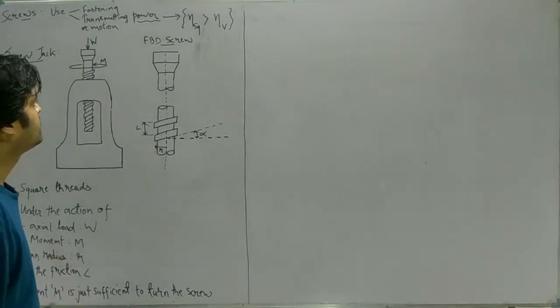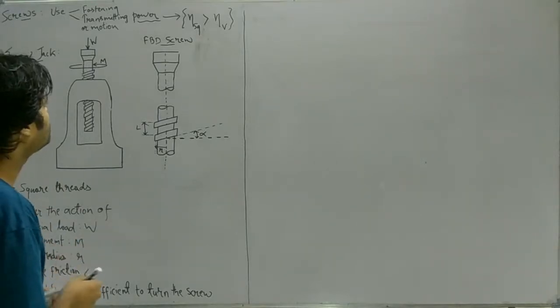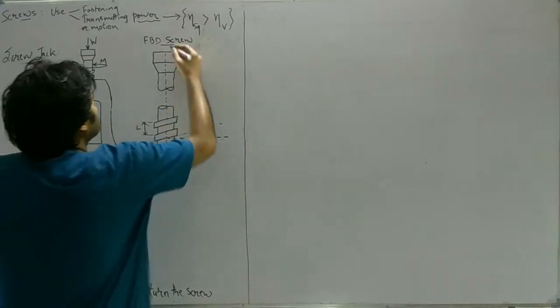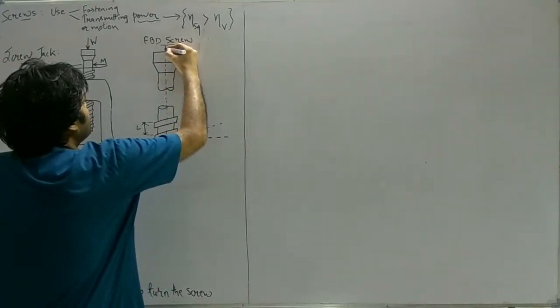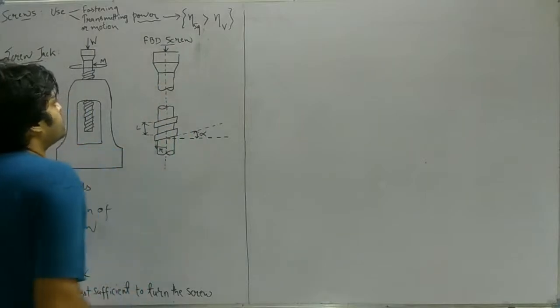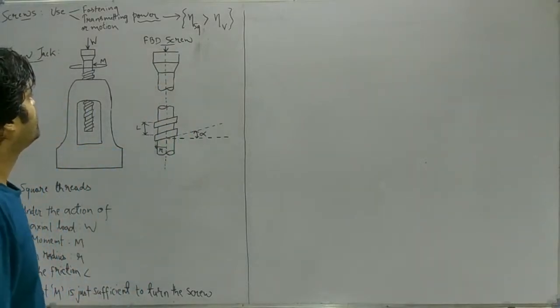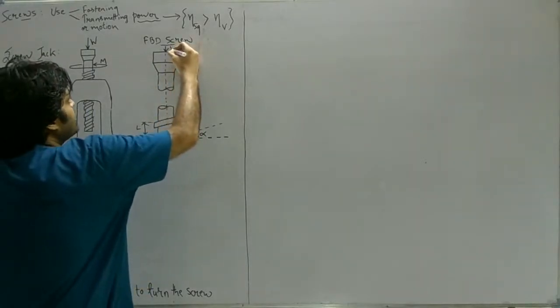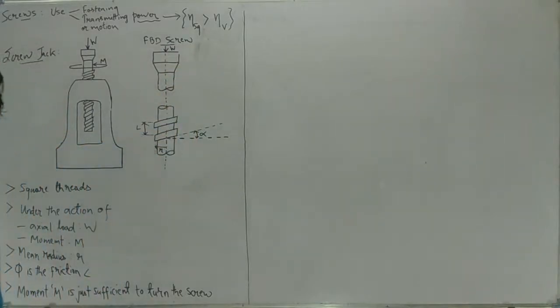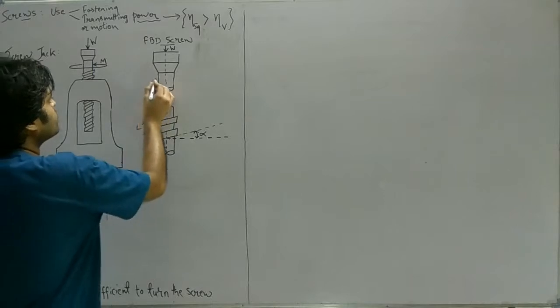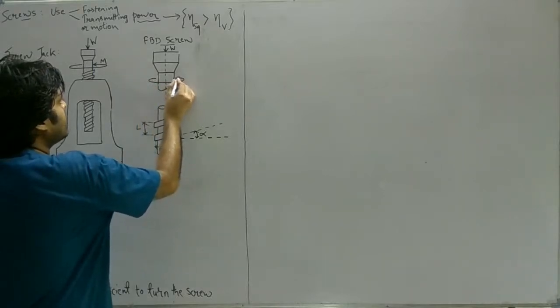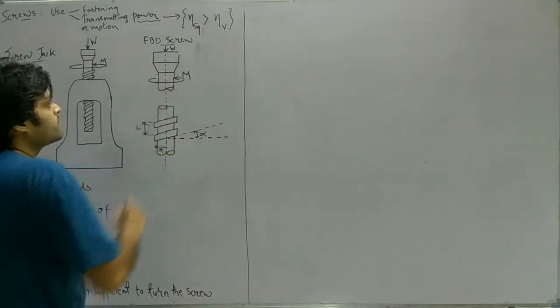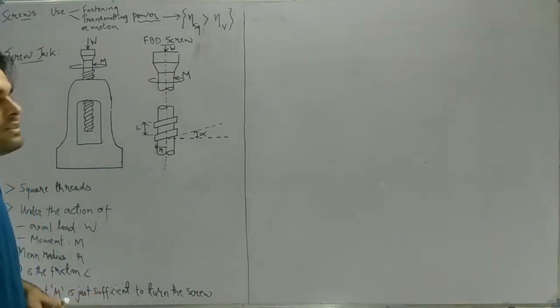Before we do that, we come to the free body diagram of the screw. First of all, we mark the axial load on the screw. This is acting vertically downwards, and it is equal to W. There is also a moment acting, like this.